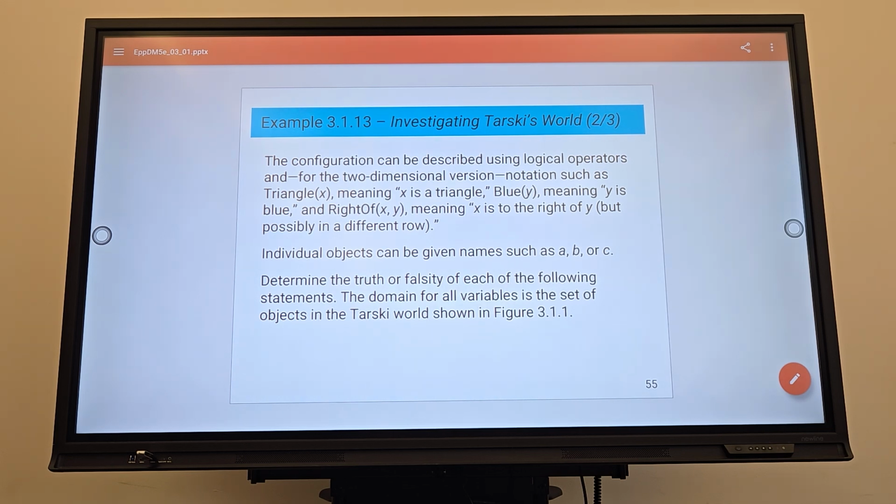Notations such as Triangle of x mean that x is a triangle, Blue of y means y is blue, and RightOf of x and y means x is to the right of y. Individual objects can be given names such as A, B, C, or D. Determine the truth or falsity of each of the following statements. The domain for all variables is the set of objects in the Tarski world shown in 3.1.1.